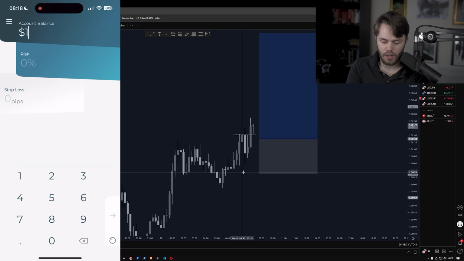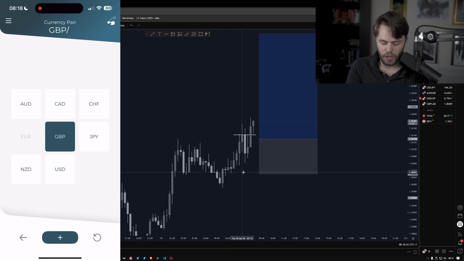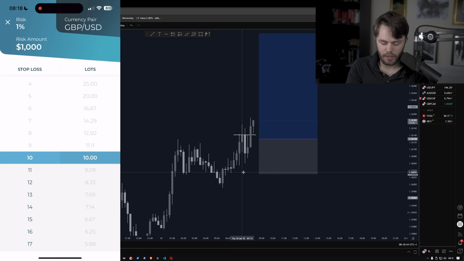So then we can go and say $100,000 in the account balance. We're using 1% risk and the stop loss is 10 pips. Very, very simple. And we are trading with GBPUSD and then calculate. So now you can see that we're going to use 10 lots. Let's say we wanted to add a pip on for spread. We can then see quite easily, I need to change my lot size to 9.09.